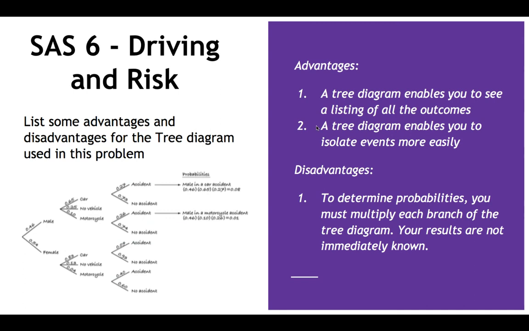To determine probabilities, you must multiply. A tree diagram enables you to isolate events more easily. We can look deliberately down the line and isolate it to the least possibility of one specific or several events occurring at the same time. Disadvantage: to determine probabilities, you must multiply each branch of the tree diagram, and your results are not immediately known. You have to actually do the math.